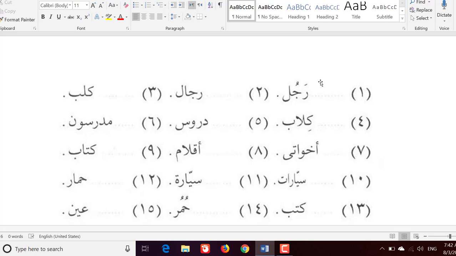So here we have rajulun. We would use hadha, and this is a man. Rijalun. Here we would use haulai. Haulai rijal. These are men. Kelbun. Hadha kelb. We're not going to use hadihi because kelb is singular. This is a dog. Kilab. Hadihi. We're going to use hadihi here, even though kilab is plural, because it's non-human. So we would say hadihi kilab. These are dogs. Durus. Hadihi, because durus is plural, but it's non-human, so we treat it like singular feminine.